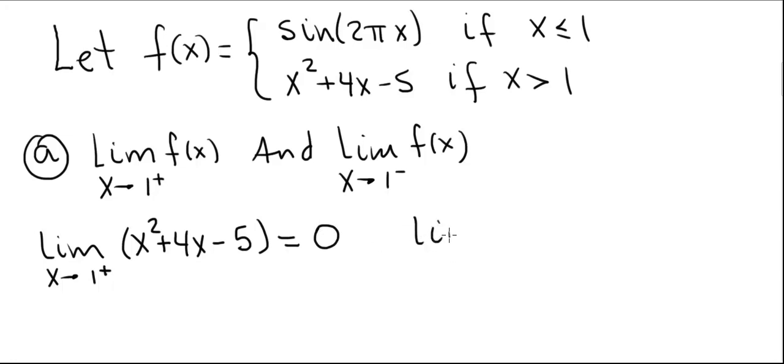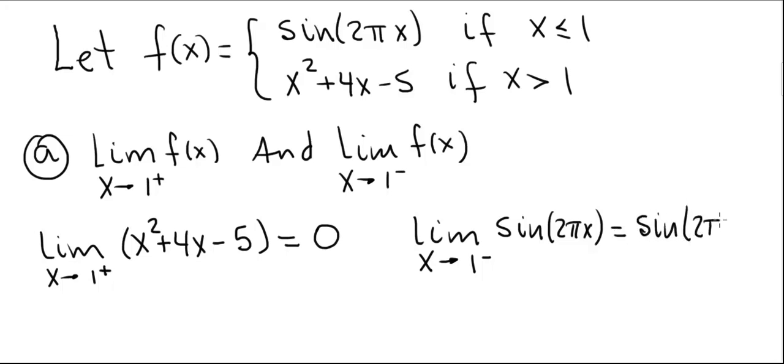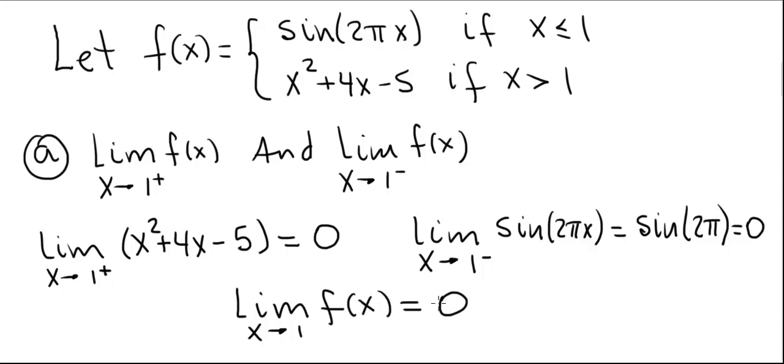Similarly, to compute the limit as x approaches 1 from the left, we note that for values of x less than 1, the function is defined by sine of 2 pi x. So as x gets closer and closer to 1, this gets closer and closer to sine of 2 pi, which is 0. The left-handed limit is 0, the right-handed limit is 0, and that means that the limit as x approaches 1 of f of x is defined, it exists, and it is equal to 0.